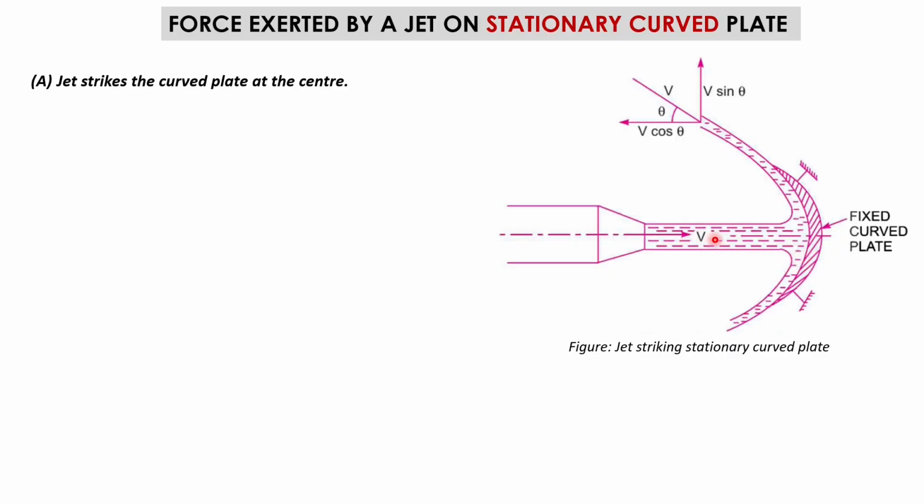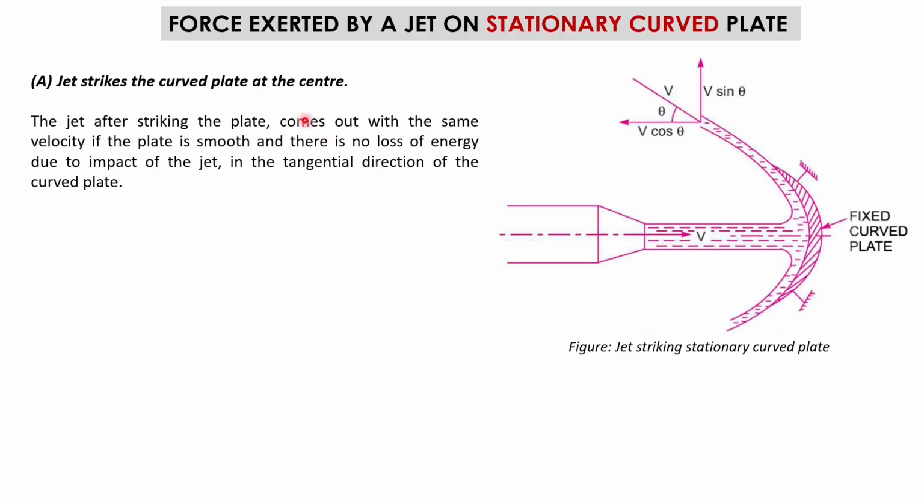Here you can see when I am going to analyze it. The nozzle is fitted with a pipe, so the initial velocity of the jet coming out from the nozzle is basically capital V. Now the jet is striking the plate, in this case at the center of the fixed curved plate. After striking, it comes out with the same velocity, which is also V, assuming there is no loss of energy due to the impact of the jet in the tangential direction of the curved plate.